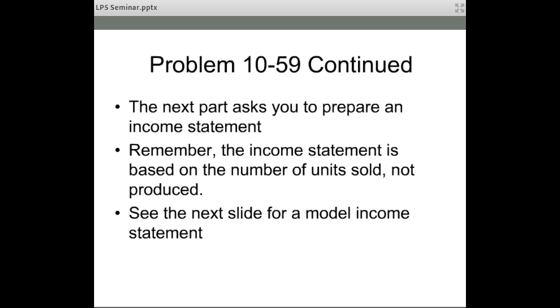Let's continue with problem 1059. The next part asks you to prepare an income statement. Remember, the income statement is based on the units sold, not produced. So let's see the next slide for a model income statement.